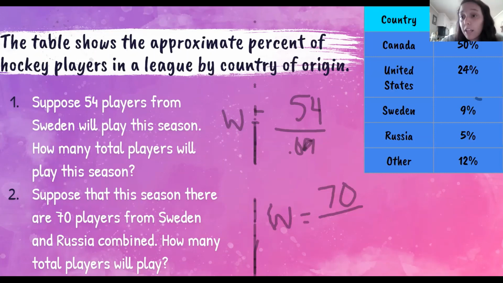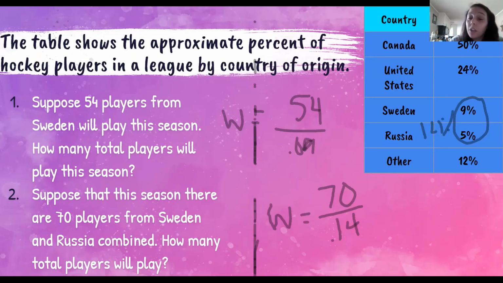So I can see right here, Sweden had 9%. We just found that in the last question. And then Russia has 5%. So I'm going to add those together and get 14%. And if I were to change that to a decimal, I would change it to 0.14, and then that would be the problem that you are solving.